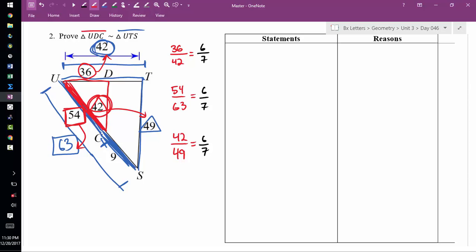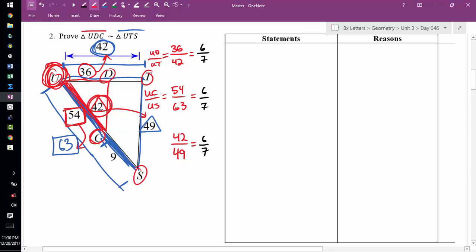And I'm going to be thorough, and I'm going to talk about the sides where these came from. So 36 came from that side UD. 42 came from UT. 54 came from UC. And 63 came from U all the way to S. And then last, we have our bases. I'll do them in black so you can see. DC was the 42, and TS was the 49. So I have my three sides that are in proportion, and I'm ready to write my proof.